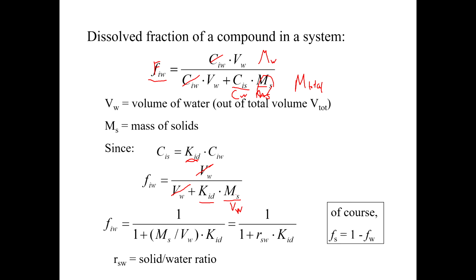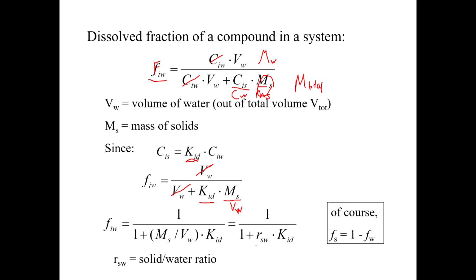We do things like total suspended solids, right? That would be our total suspended solids here. So we're going to call it RSW, the ratio of solids to water, which again, you might think of as like total suspended solids. That's what we would measure. So the fraction in water is 1 over 1 plus the ratio of solids to water times KD. And of course, the fraction that's in the sorbed phase, Fs, would just be 1 minus Fw. Okay, so this equation might be useful to you. You might want to keep that one in mind.